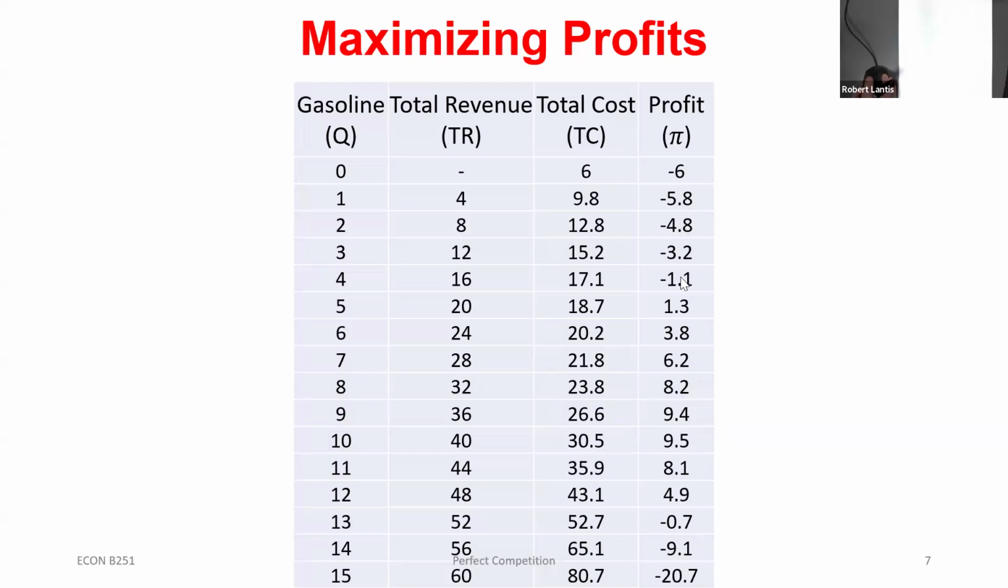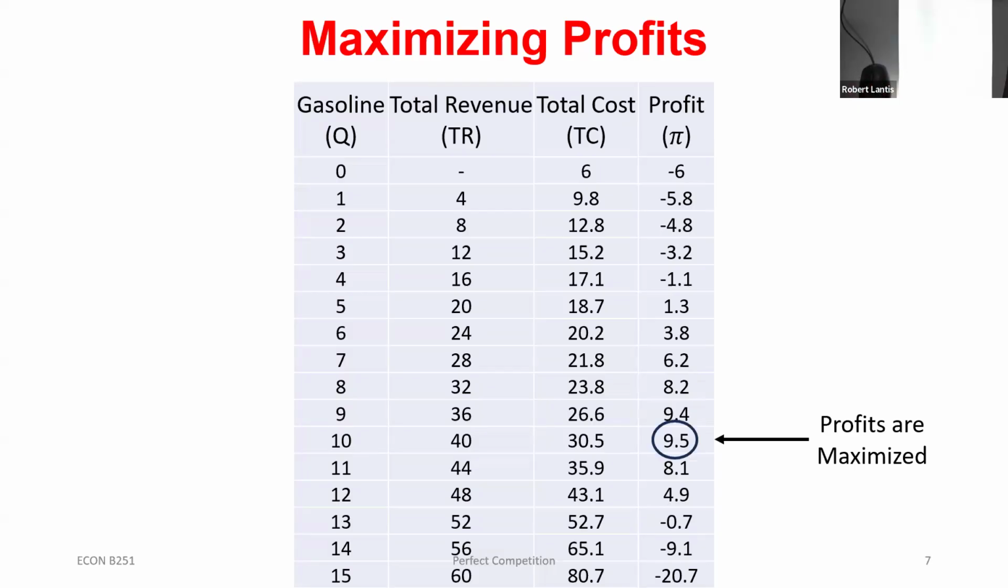So they're still going up, they're going up, they're going up. At 9.5, okay, they're just barely going up here. Okay, now they start to go down. So what profit is the highest? 9.5. That happens at a quantity of 10.